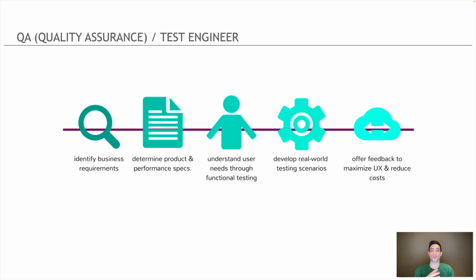So again, this is just a timeline of QA. Identify business requirements, determine product and performance specs, understand user needs through functional testing, develop real-world testing scenarios, and offer feedback to maximize UX and reduce costs. So a quality engineer, a QA engineer, is actually very, very important in software engineering teams. It's an essential role that needs to be played, and that's just how they go about their timeline.